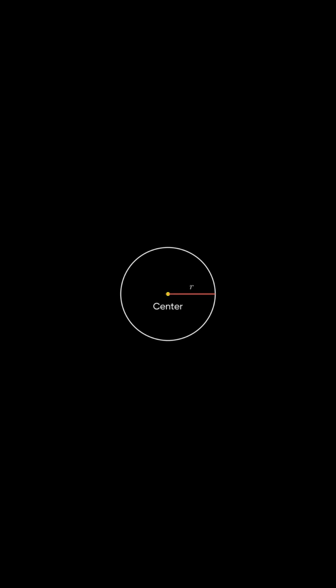This red line shows the radius of our circle. The radius, labeled as r, is the distance from the center to any point on the edge. For our circle, the radius is 2 units. No matter which direction we measure from the center, this distance will always be the same.